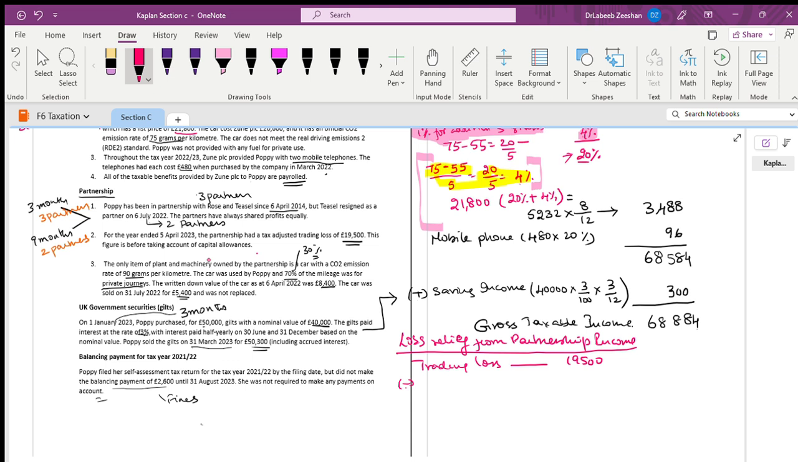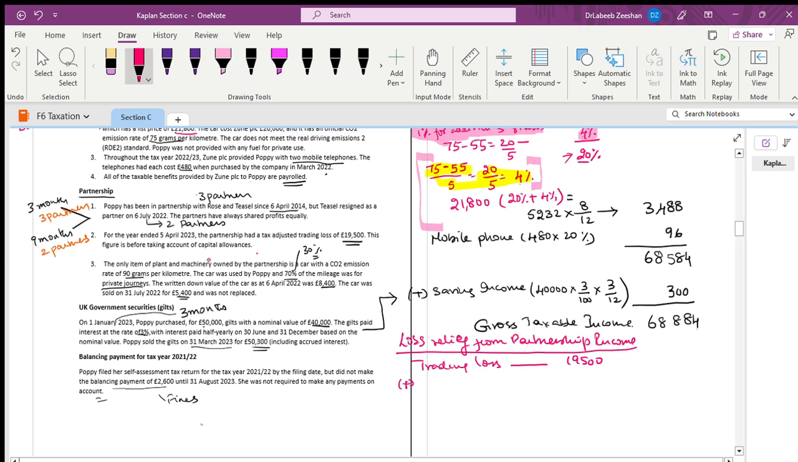The only item of plant and machinery owned by the partnership is the car. The car is used by Poppy 70/30. The written down value of the car is 8,400. How much are they using? They are using only 30%. You have to take the total loss, is it right?